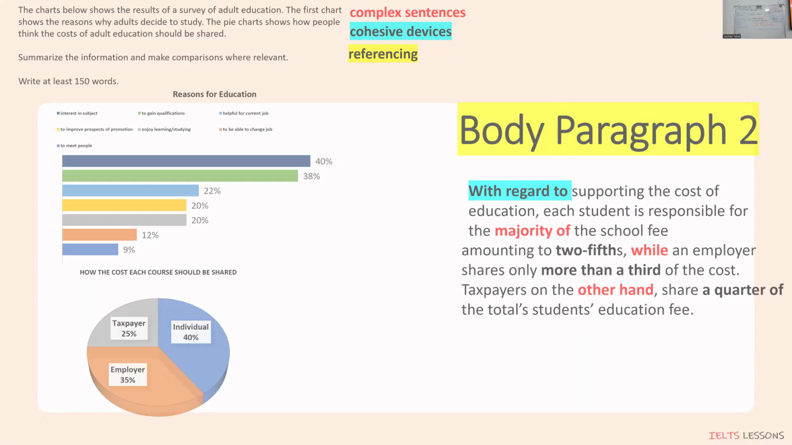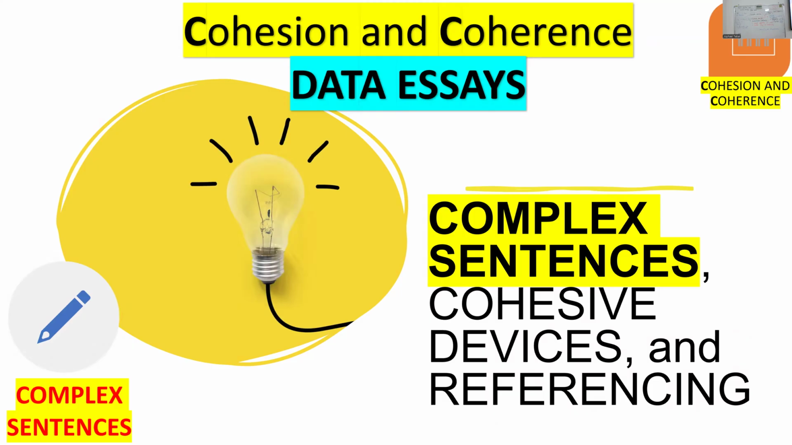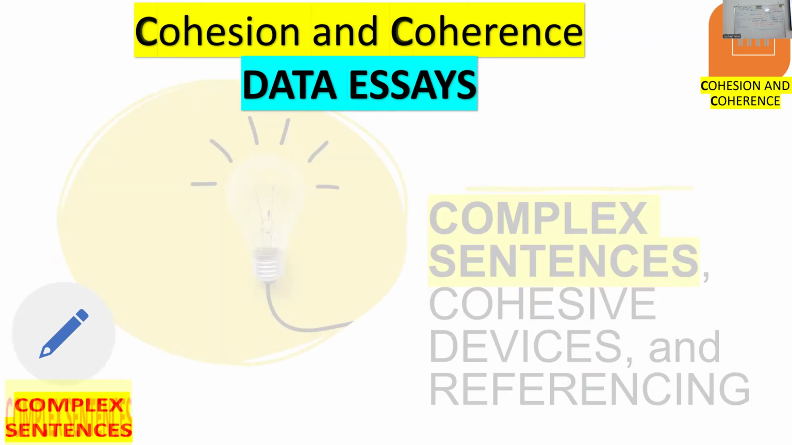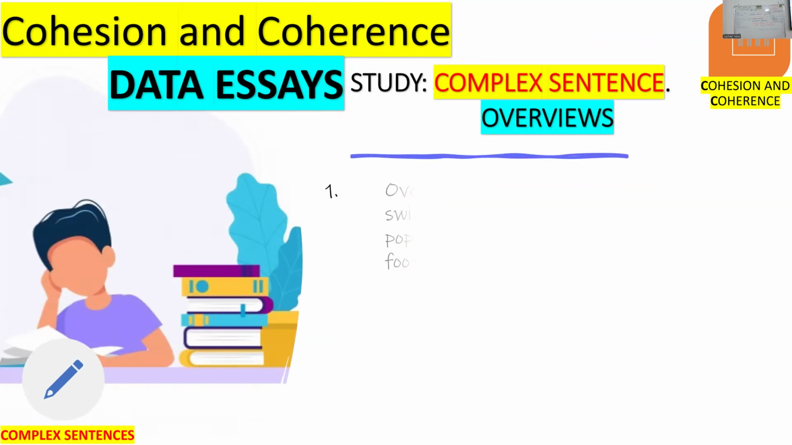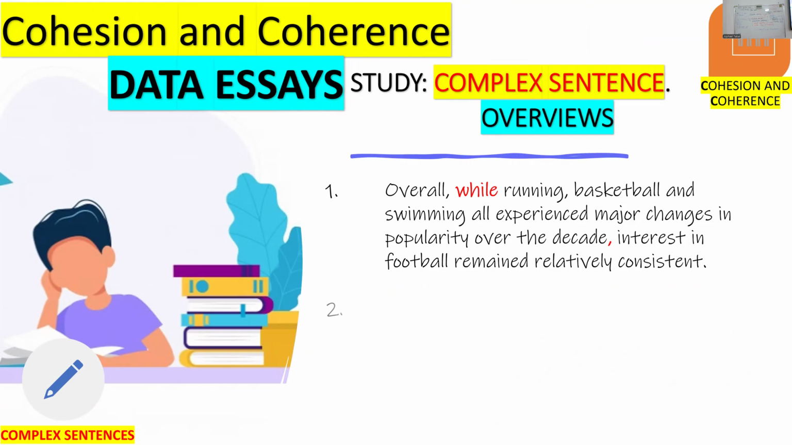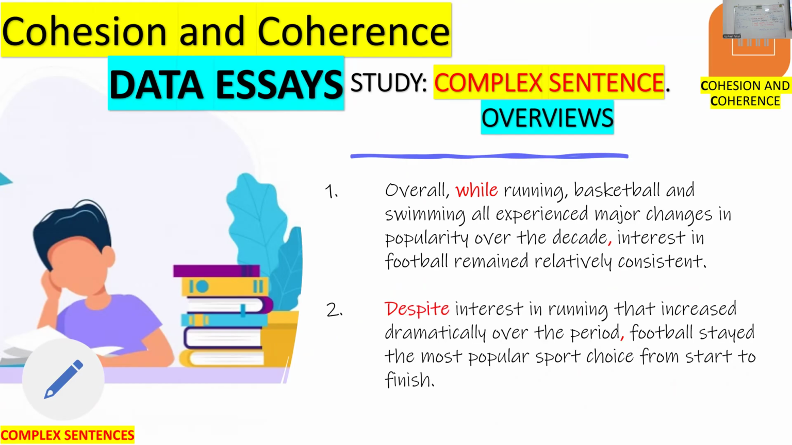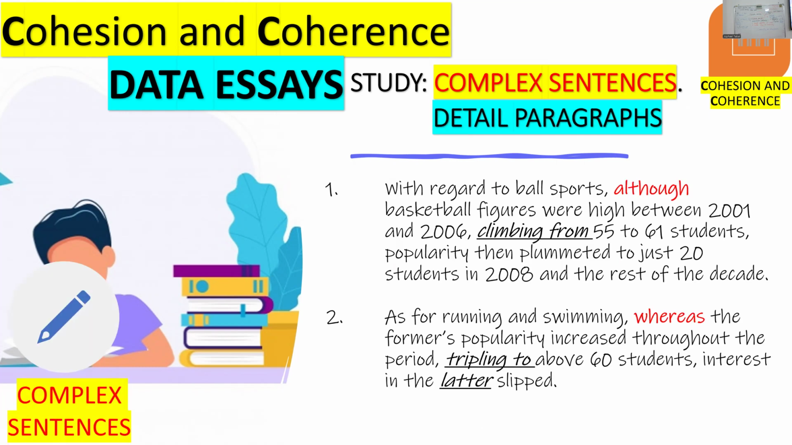Okay, so that's the main reason why we strictly have to use cohesive devices that show comparison and contrast only. We have an example here for writing the overview. We have while, despite, and we also use although and whereas.